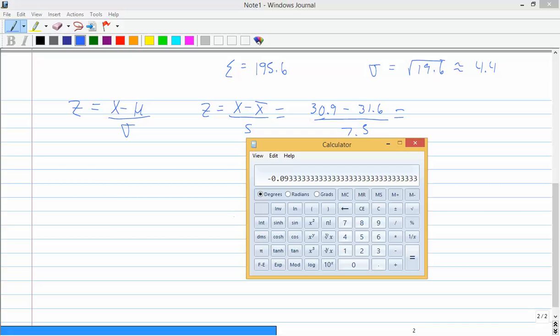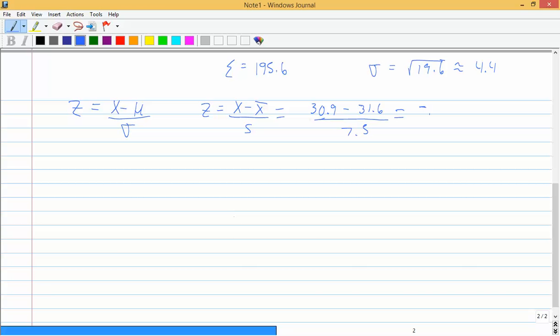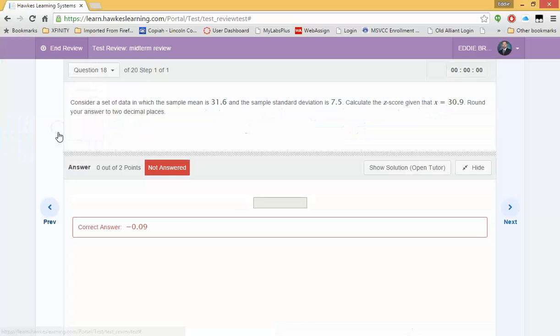Alright, and then z-scores are always rounded to 2 places. That's the way all the tables are that we're going to use. And so just let that soak into your brain, that you always want to round those to 2 places. So this is negative 0.09.